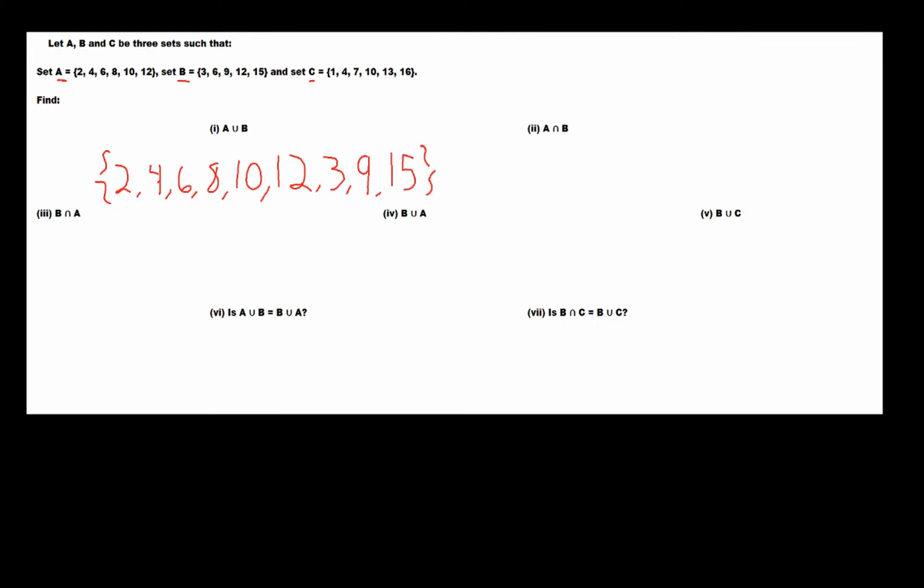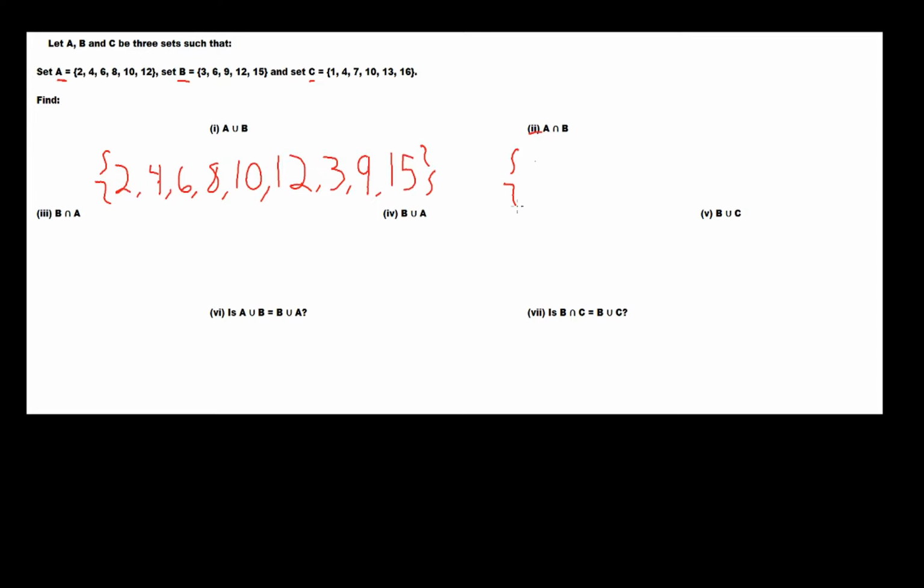Cool. The second question asks us to find A intersection B. So this time we'll look at the elements of A and see if B has that same element, and if it does, we'll add that number to the set. So the first element of A is 2. Does B have a 2? Nope, so we don't add it. The second number of A is a 4, and B doesn't have that either, so we won't add it.